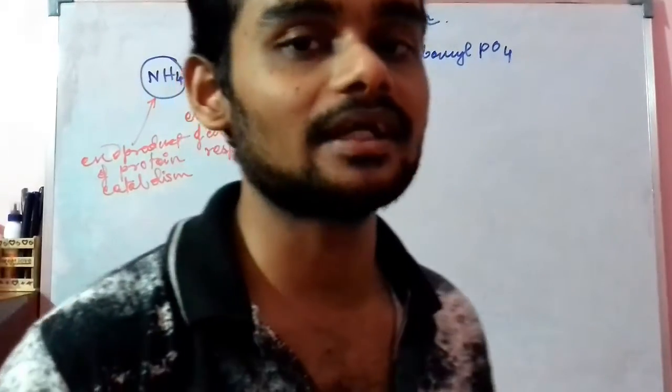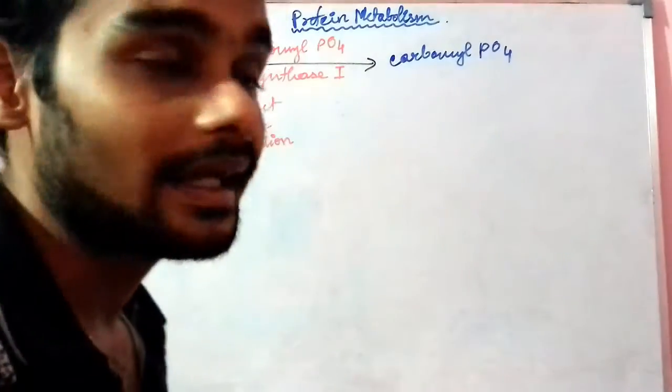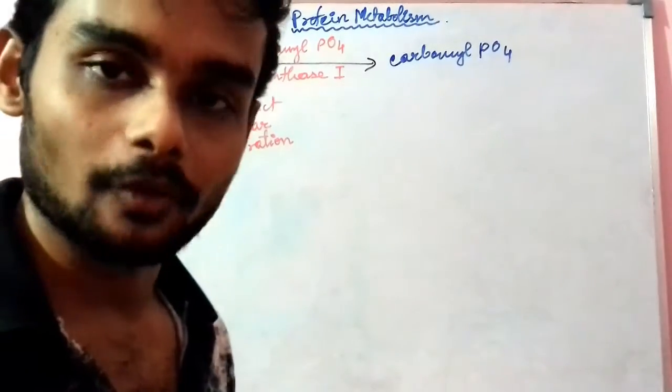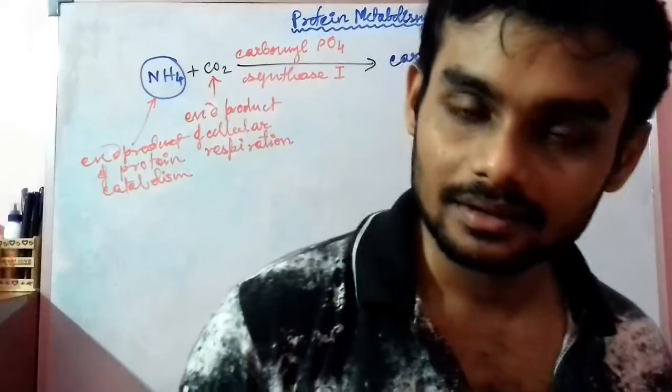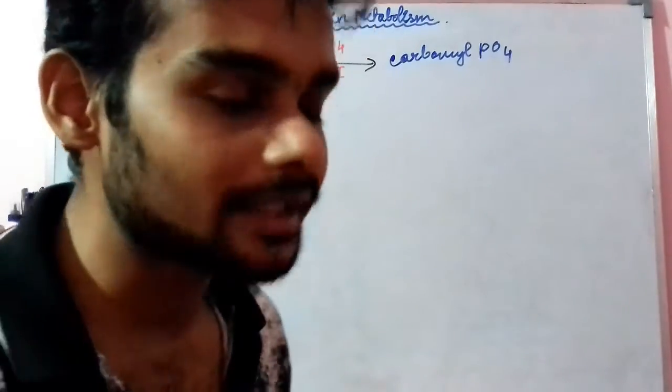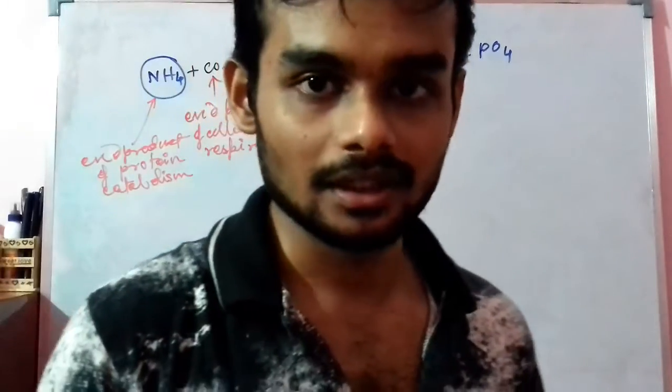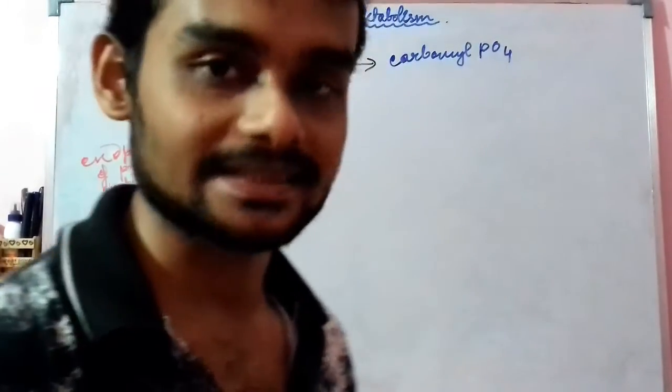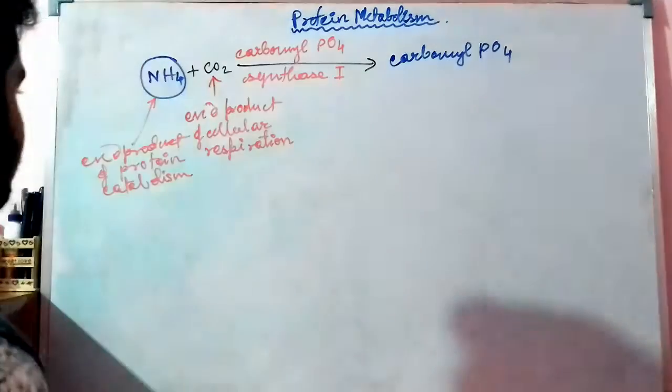which happens specifically in the liver. Okay, and it is excreted out of the body through the urine or sweat, and some quantities are also excreted out of the body in the form of stool or the excretory product, right?